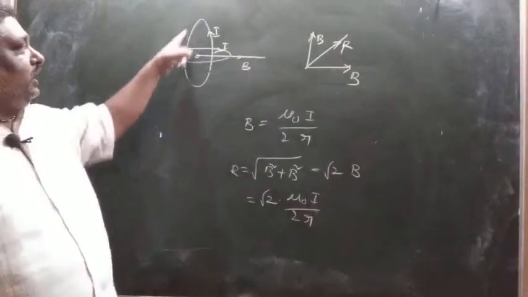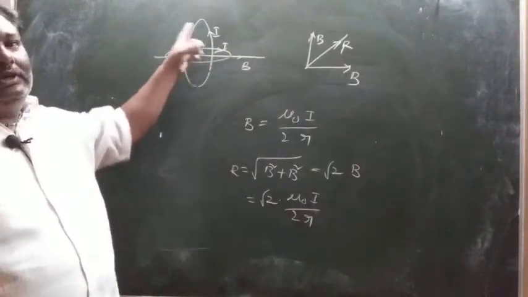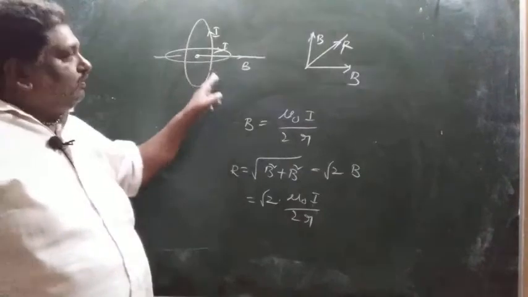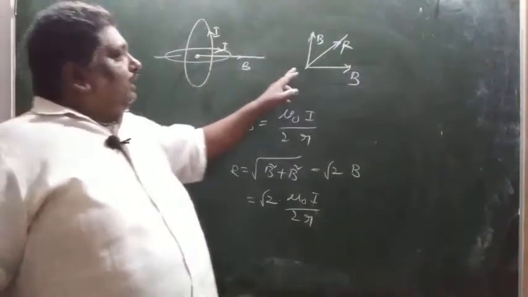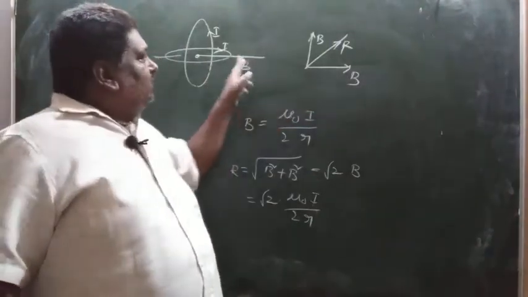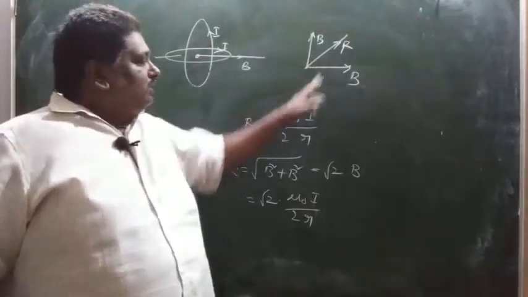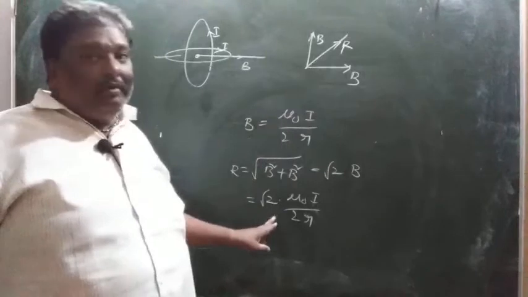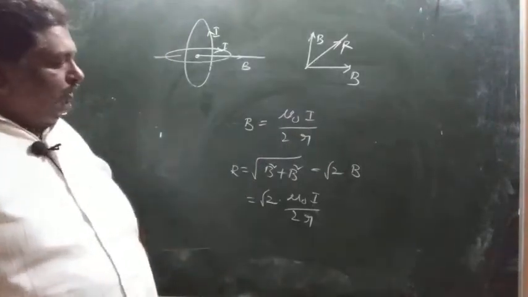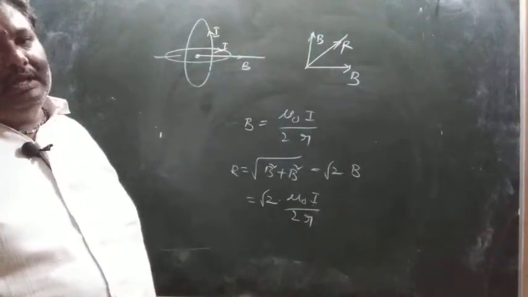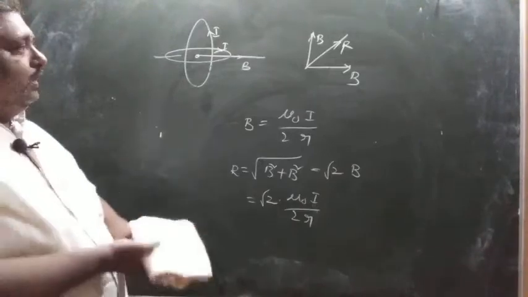So one circular coil is present, and two circular coils perpendicular to one another, the magnetic field due to each one is B, and the B fields are perpendicular to each coil. So the resultant is equal to root 2 times mu naught I by 2r. This is the formula. Okay, next.